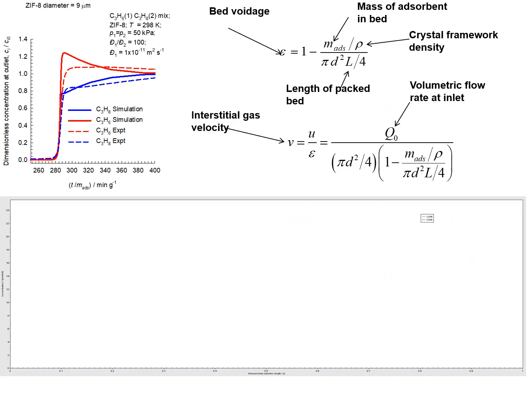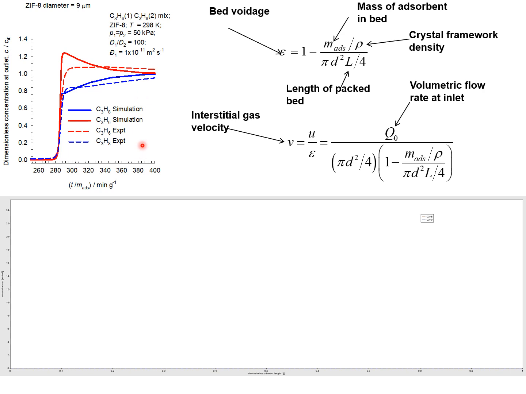Let's look at the transient breakthroughs for a fixed bed packed with C3H8 with a particle size of 9 micrometers. These experiments described in the ACS Nano paper that is just available online were conducted for 50-50 mixtures at 298 Kelvin with partial pressures of 50 kilopascal each for propene and propane. The flow rate of the gas mixture at the inlet is 0.4 milliliters per minute.